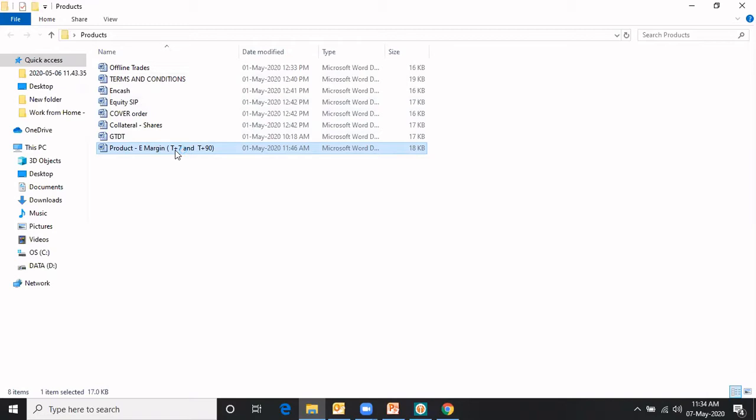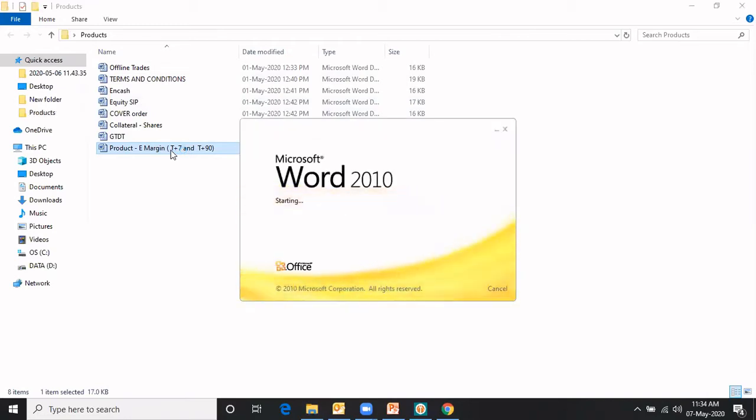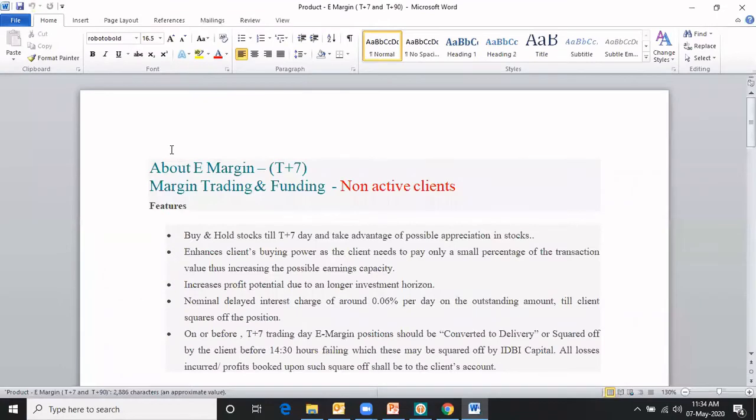So before it gets opened, I just want to tell you, in IDBI Capital, there are two sets of clients. Those who have opted for MTF, that is margin trading and funding. Clients who have opted for MTF will get this product in a different fashion, and those clients who have not opted for MTF will have different features of this product. First, we will see non-active MTF clients. That means I am a client of IDBI Capital, but I don't have MTF as a facility.